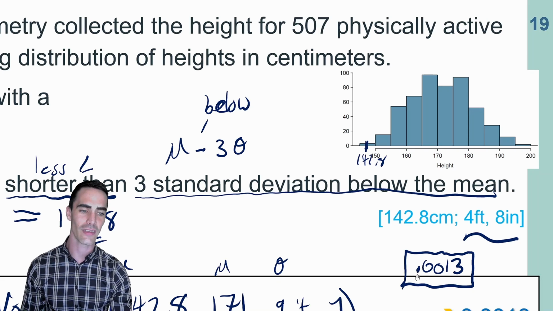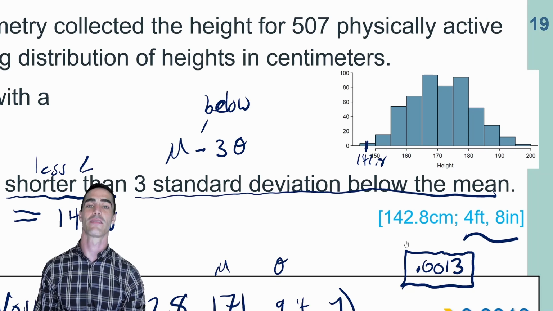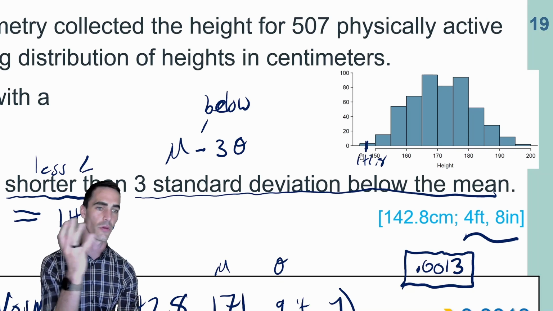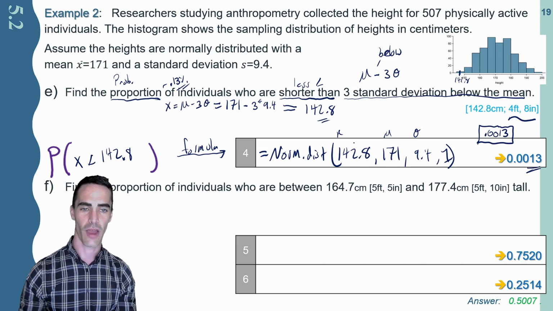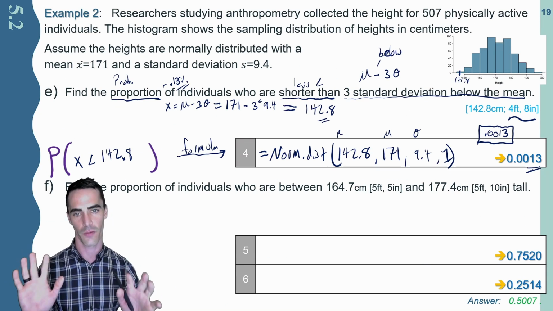In fact, it's 0.0013% chance that you'll run into somebody. That is highly, highly unusual. So we can compute these things with probability. It's often important as well that we can identify them from the graph, that we understand why these things are small probabilities. We are far from the mean.